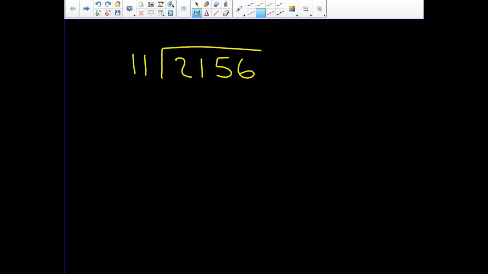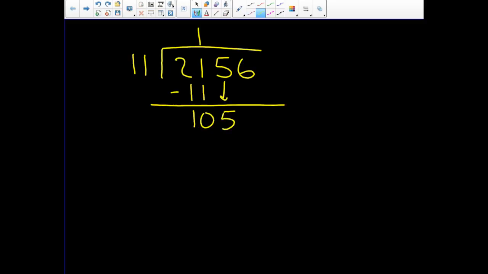How many times does 11 go into 2, right? None. How many times does 11 go into 21? One time, okay? And then the next step was to take the 1 times the 11 and subtract it. Remember this? And so then what's left is 10, and that's not enough. So then you bring down the next number 5, and then you start over again.